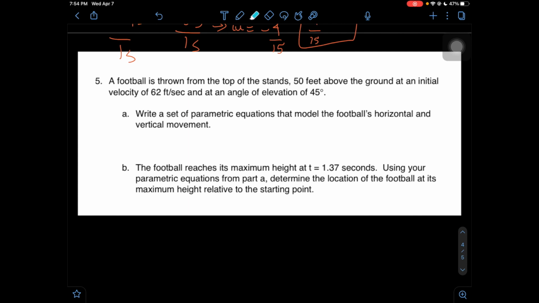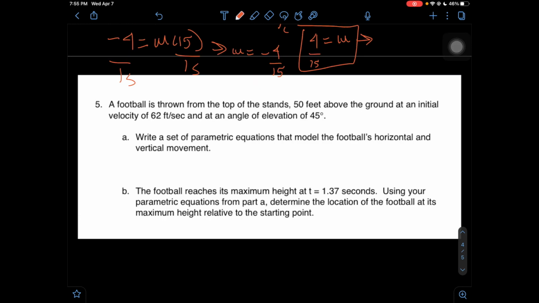Part A of this question asks us to write a set of parametric equations that model the football's horizontal and vertical movement. Well, we're going to do the same thing we just did, or are we? Because now we have a base equation for this question, which you should have in your notes: h naught plus v naught sine of theta times t minus 1/2 g t squared. Well, we need to split it into components.